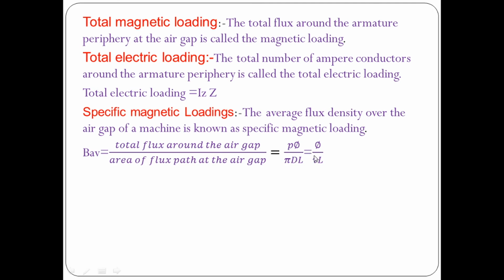So we can say that it is 1 by tau, that is 1 by pole pitch. So it is given by phi divided by pole pitch into length, correct. So that is Bav, that is specific magnetic loading.